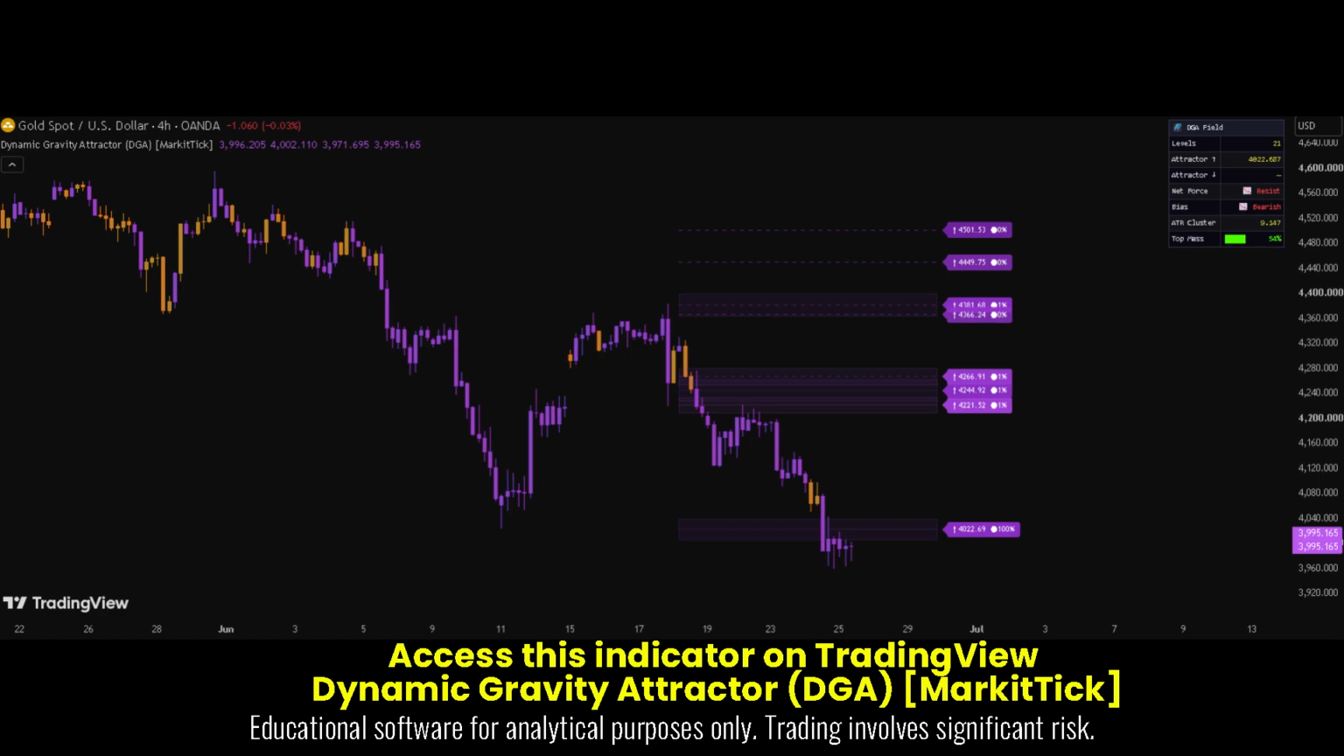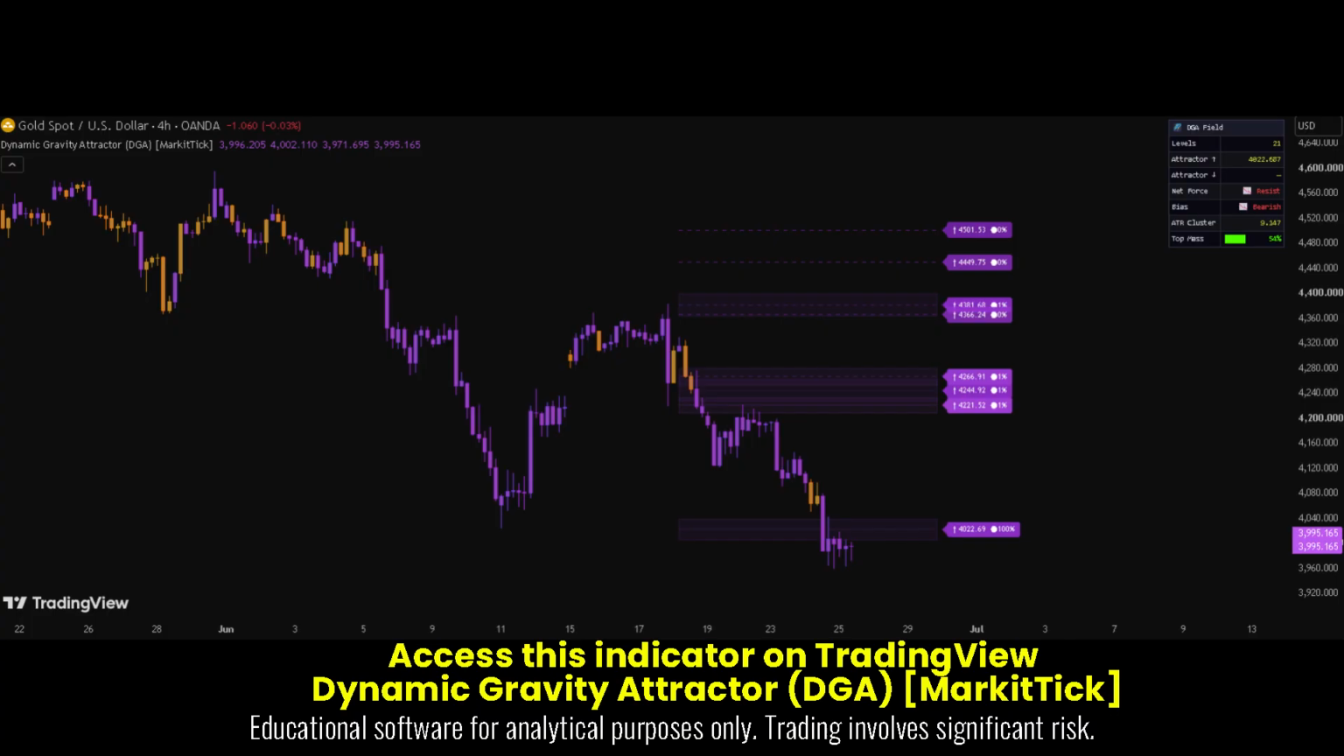Understanding the mechanics of price movement is essential for technical analysis, particularly when identifying areas where market participants have previously exerted significant influence. The dynamic gravity attractor approach focuses on identifying these zones by aggregating historical pivot points, volume data, and touch frequency into a structured spatial representation of market structure.